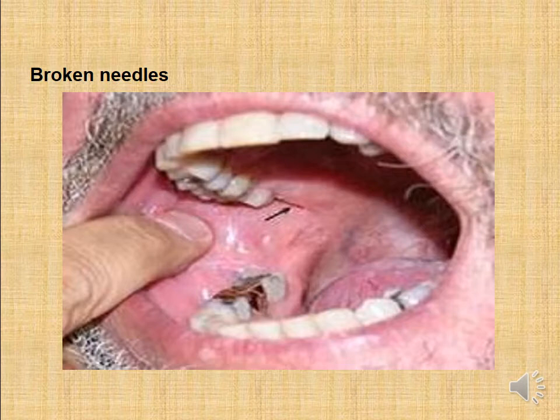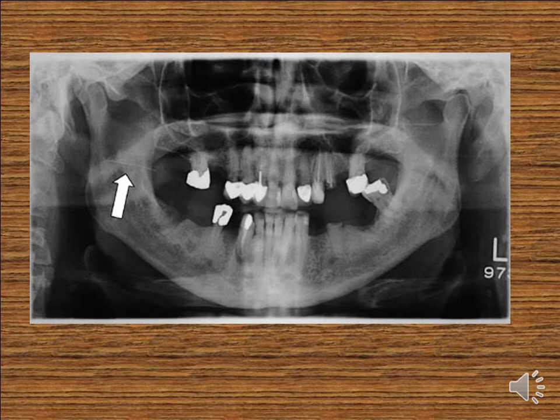The other complication is a broken needle. The needle now used is disposable, so there is no problem with the new modern needle. But when stainless steel needles were used and repeatedly sterilized, that led to weakness of the needle shaft at the hub and led to fracture when giving anesthesia. This is a view of the patient, and you can see the broken end of the needle that went within the pterygomandibular space.